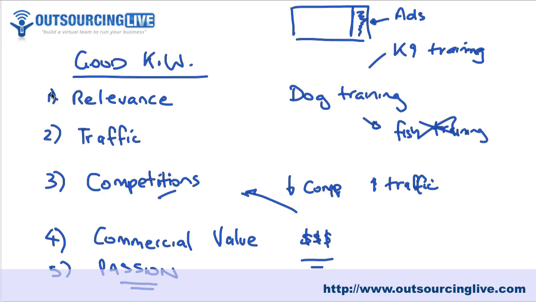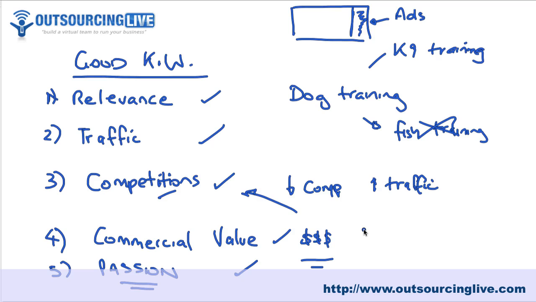Okay, so I'll just do a quick recap. There are five areas that I would recommend looking at for a keyword. One is relevance, two is traffic, three is competition, four is commercial value, and five is passion. I know I've gone a little bit drawing crazy, but basically those are the five things you need to be aware of when researching a good keyword.